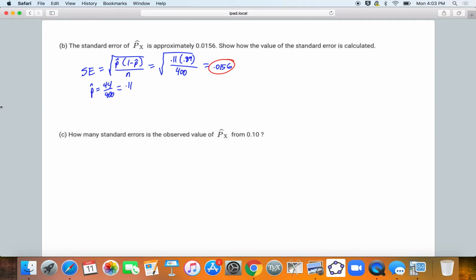All right, how many standard errors is the observed P hat X from 0.1? Well, first let's find the absolute difference, which would be 0.11 minus 0.10, which is 0.01. And then we'll divide that by the standard error. So 0.01 divided by 0.0156. And that, if you do that in your calculator, is going to come out to about 0.64 standard errors.